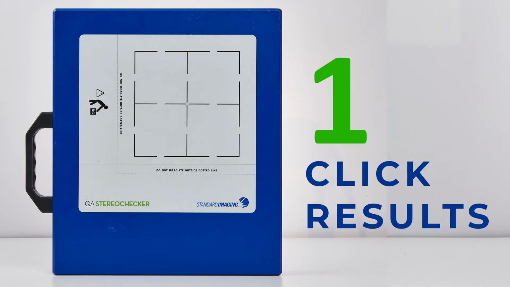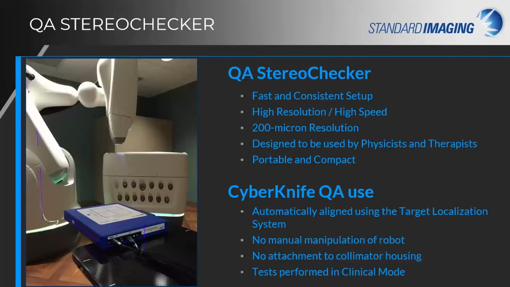For those of you who do not already know, QA StereoChecker offers outstanding precision and accuracy with unbeatable 200 micron resolution. With fast, consistent setup, a single setup, and high-speed image acquisition, physicists can ensure that their CyberKnife machine is at peak performance every day.